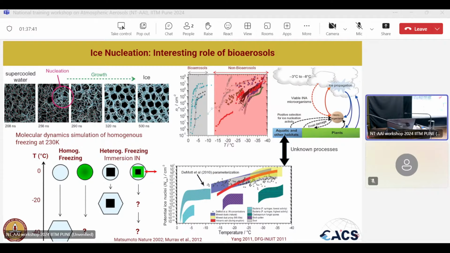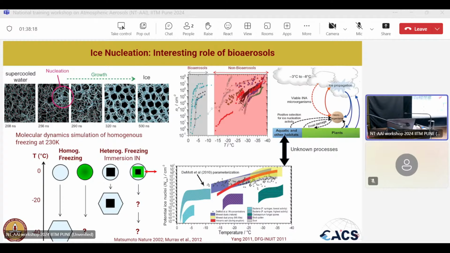Now look at this. This is the temperature in degrees centigrade, and this is the number of ice crystals you can see per centimeter square. Now for the non-bioaerosol, you need temperatures of around minus 35 to 40 degrees centigrade to have the heterogeneous nucleation of the ice crystal happen. However, in terms of the bioaerosol, look at these numbers. It can reach 10 to the power 6, even at a temperature less than minus 5 degrees centigrade. Whereas for the non-bioaerosol, to get that number, sometimes you may have to go to a temperature of around minus 35 degrees centigrade.